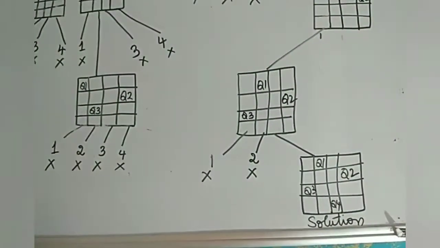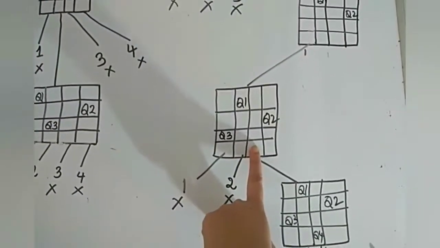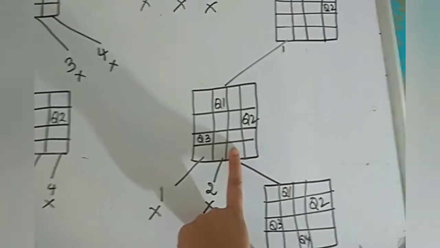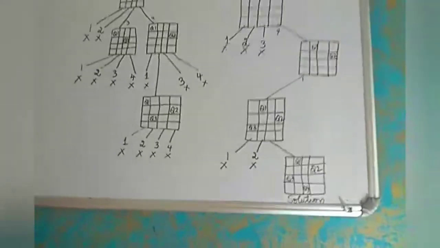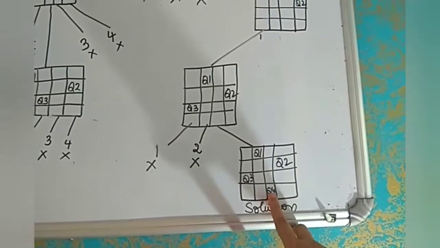So next, in the third column. So this is the third column. Can we place it here? Yes. If we place it here, there will not be any problem. It doesn't come in the same row, same column, or same diagonal of any other queen. So I can place it here, right? q4, I can place it here.